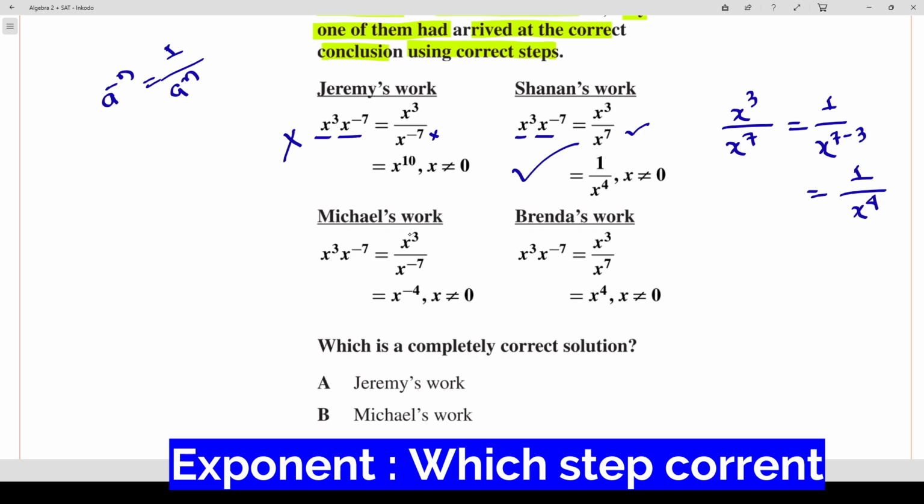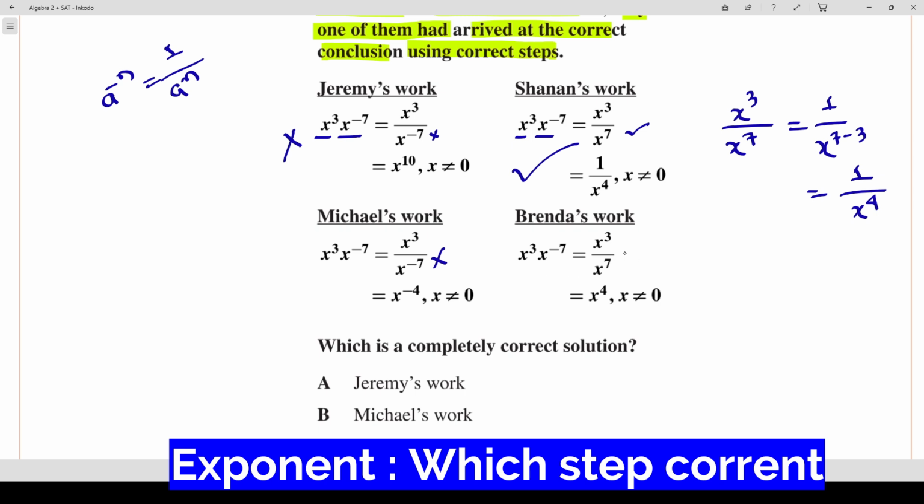How about Michael's work? x to the power 3 times x to the power minus 7. He is writing x cubed divided by x to the power minus 7. This is an incorrect statement, right? And what about Brenda's work?